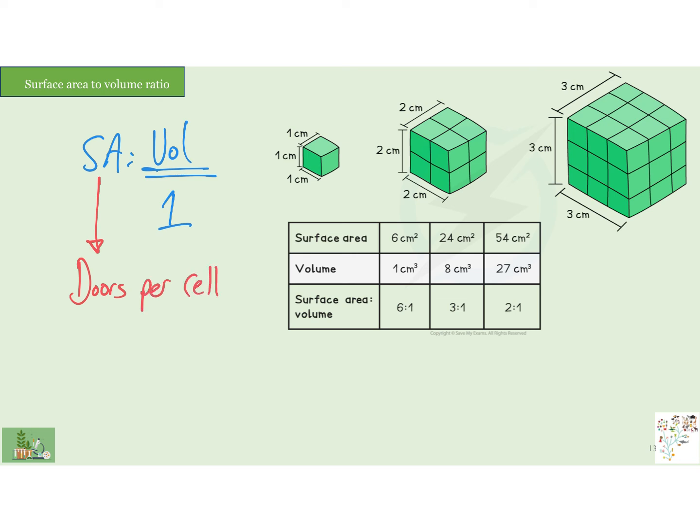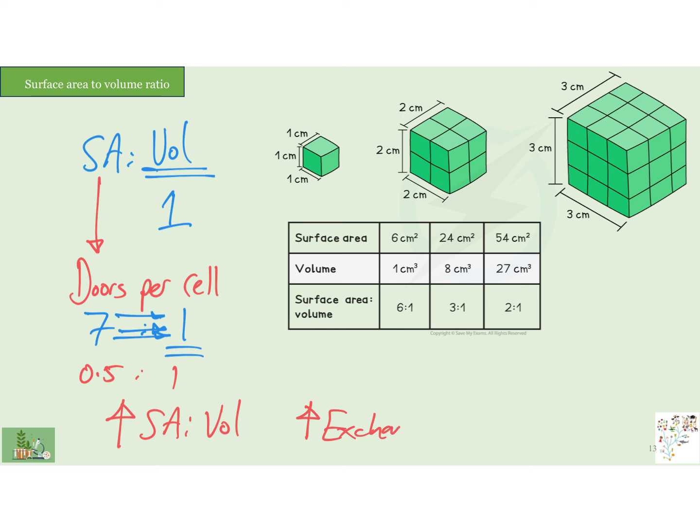So if there was a surface area to volume ratio of 7:1, the 1 being the volume, this is telling me there are 7 ways in which things can get into and out of my cell. So if my surface area to volume ratio was 0.5:1, it means there's only 0.5 ways to get into the cell, which is not very good. So the higher the surface area to volume ratio, the higher the rate of exchange.